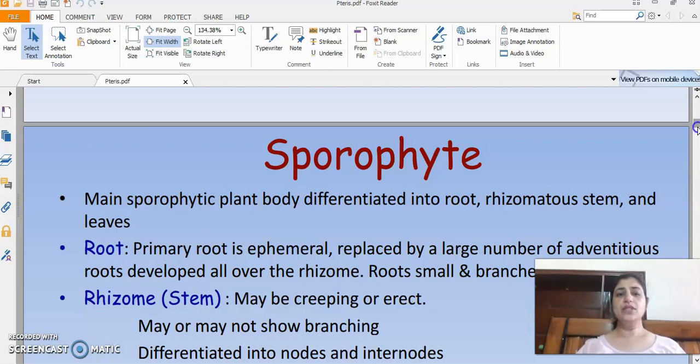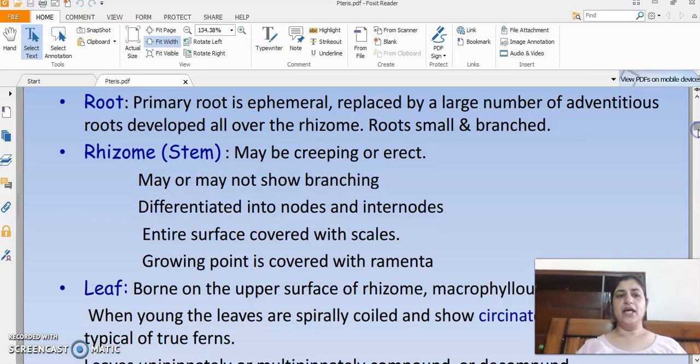Then if we talk about the stem of the sporophyte, it is a rhizome which may be creeping or erect. It may or may not show branching, and it is differentiated into nodes and internodes. The entire surface of the rhizome is covered with scales, and the growing point is covered with a protective covering which is known as the ramenta.